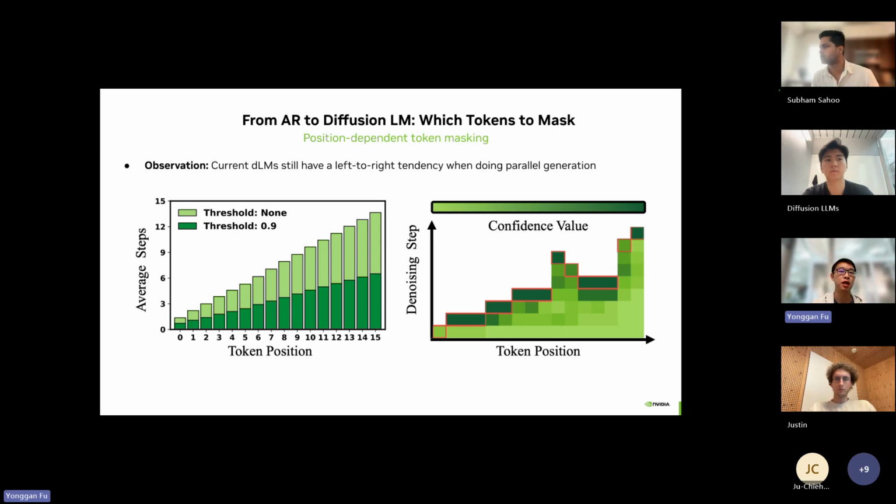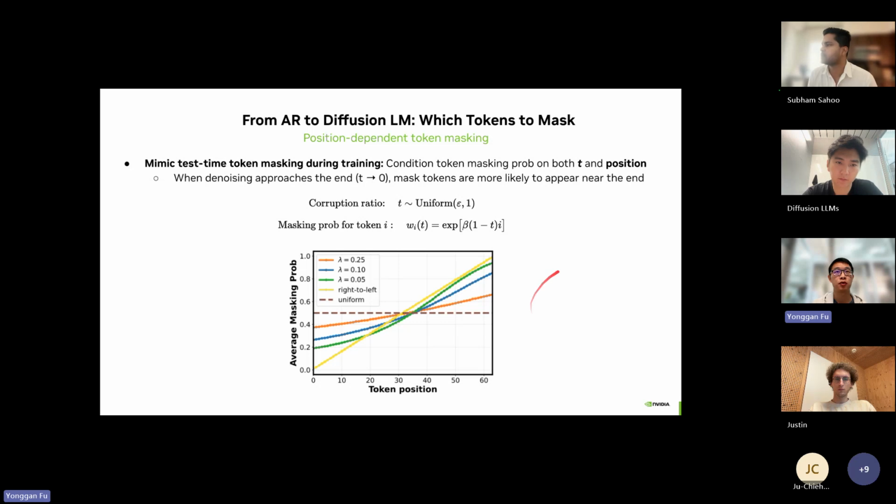So there's a training and inference time gap, meaning during inference time, you are doing highly left-right decoding, but at training time, you are doing uniform noise masking. This kind of training-inference gap limits your achievable accuracy. So in this work, to introduce left-right priors during training time, we condition the token masking probability on both the time step t and also the position of a token in a block.